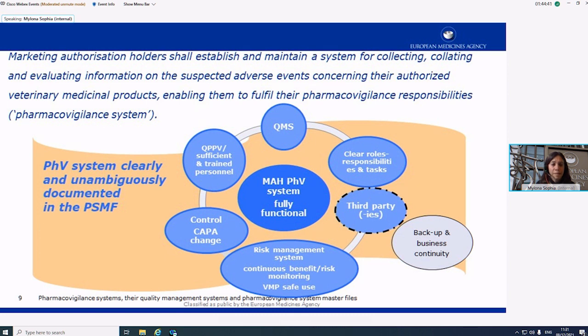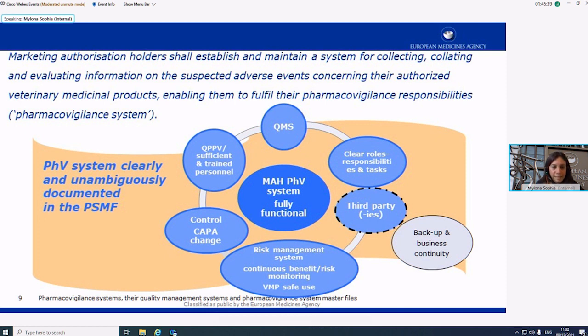You have the quality management system. You really need to monitor and control how effective this is and the system. There should be corrective and preventive actions and change management when there is need. And you also have the risk management system. When we say risk management system here, we mean all the structures and processes you have in place to facilitate signal management and continuous benefit risk monitoring to ensure safe use of the veterinary medicinal products. And of course, there are requirements there for backups and also for business continuity. And all these elements have to be described in the pharmacovigilance system and documented actually. So there should be proof you are working in that way in the pharmacovigilance system master file.